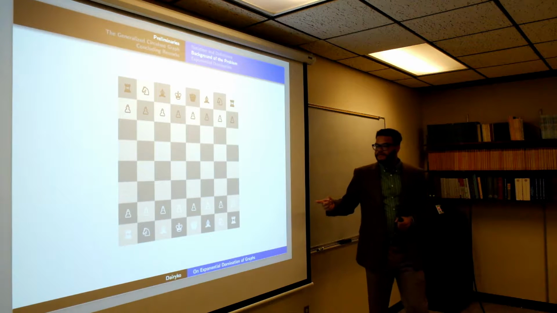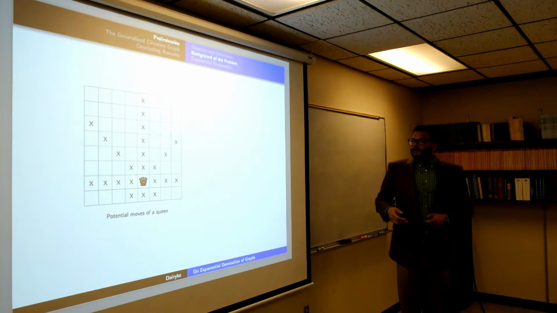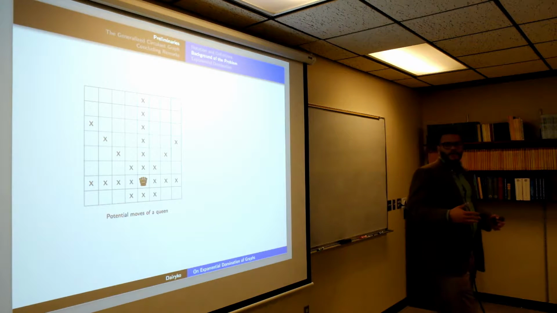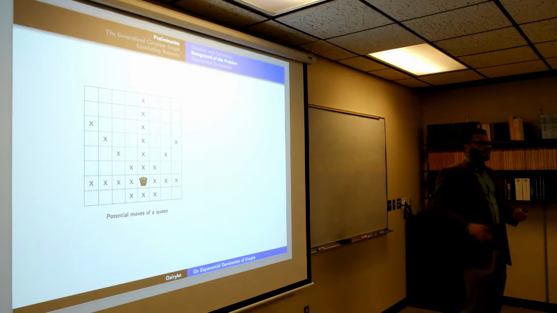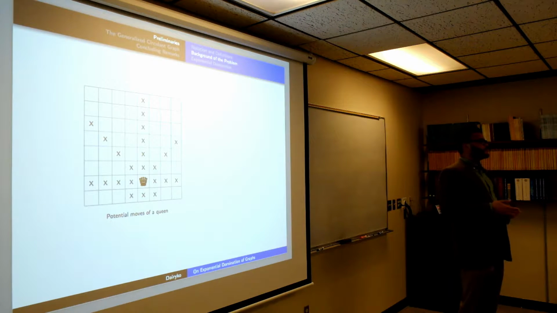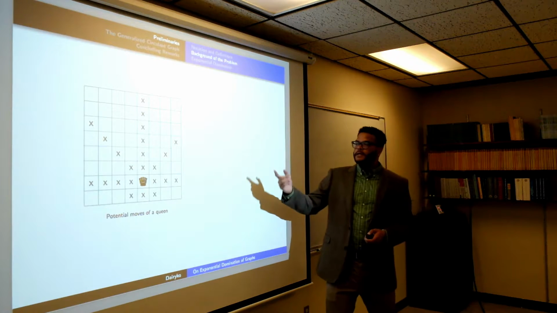You have 8 pawns. You have 2 bishops, 2 rooks, 2 knights, and a king and a queen. Okay, so the queen is the most powerful chess piece, right? Because it can move any number without any obstructions. It can move any number of tiles in the horizontal, vertical, and diagonal directions. So here's an example of all the potential moves of the queen.